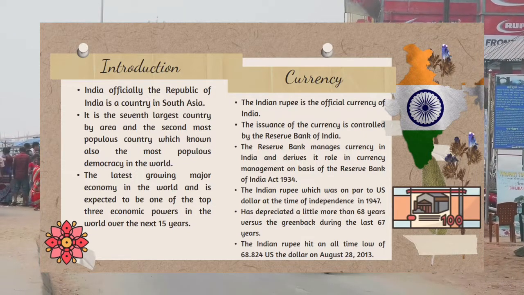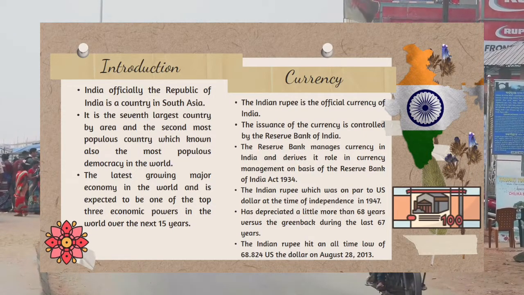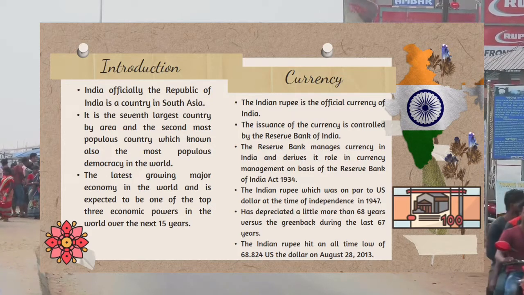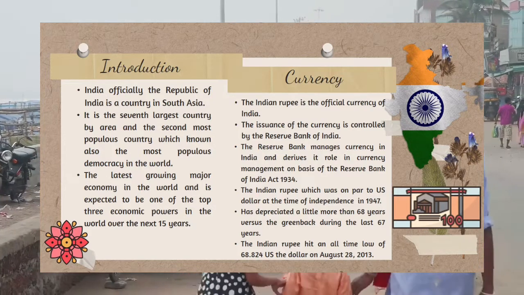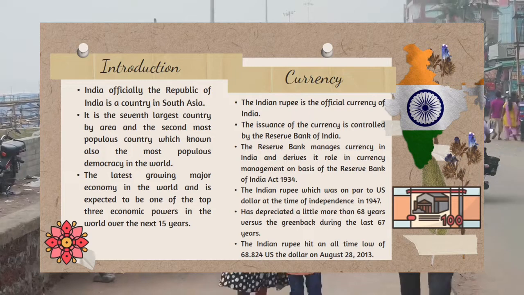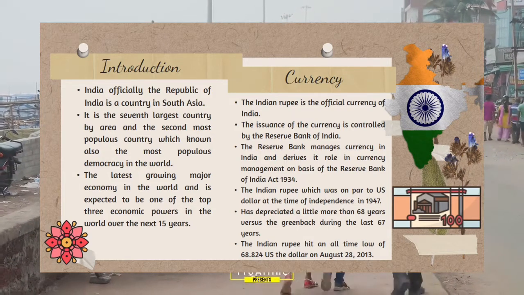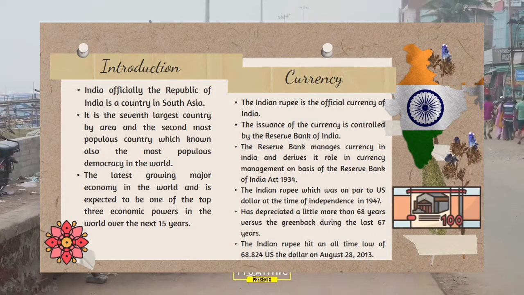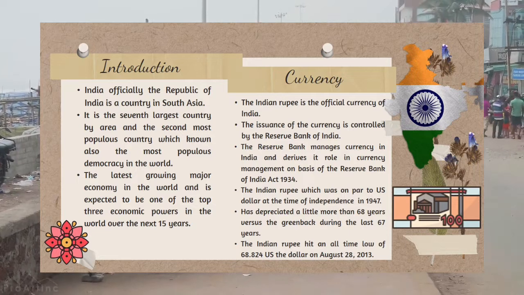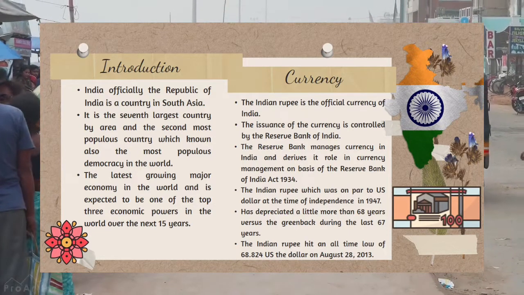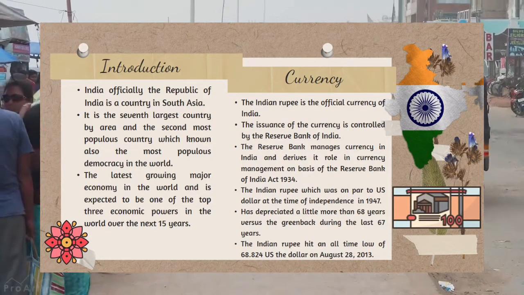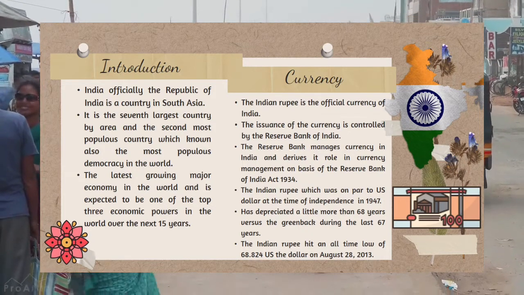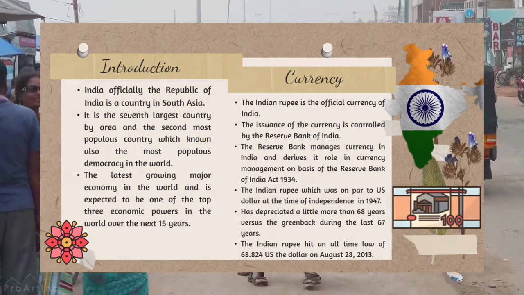I will introduce the country of India. India, officially the Republic of India, is a country in South Asia. It is the seventh largest country by area and the second most populous country. Besides, India is the most populous democracy in the world. Last but not least, it is the fastest growing major economy in the world and is expected to be one of the top 3 economic powers in the world over the next 15 years.